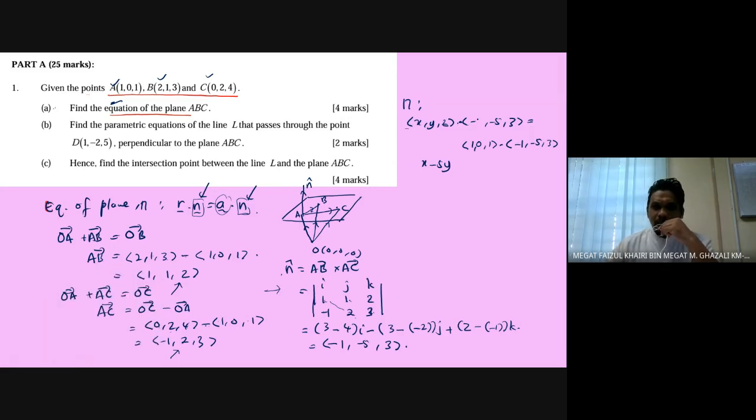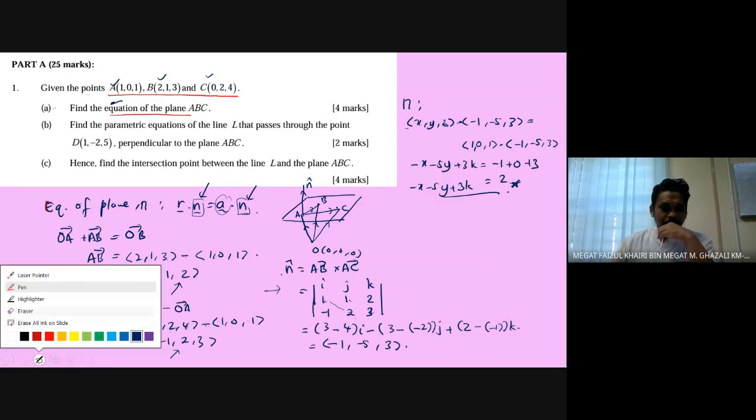Okay, so negative x minus 5y plus 3z equal to 1 times negative 1 equal to negative 1, 0 times negative 5, 0, 1 times 3 equal to 3. So equal to 2. So the plane is negative x minus 5y plus 3z equal to 2. Okay, find the parametric equation of line passing through the point of D perpendicular to the plane.